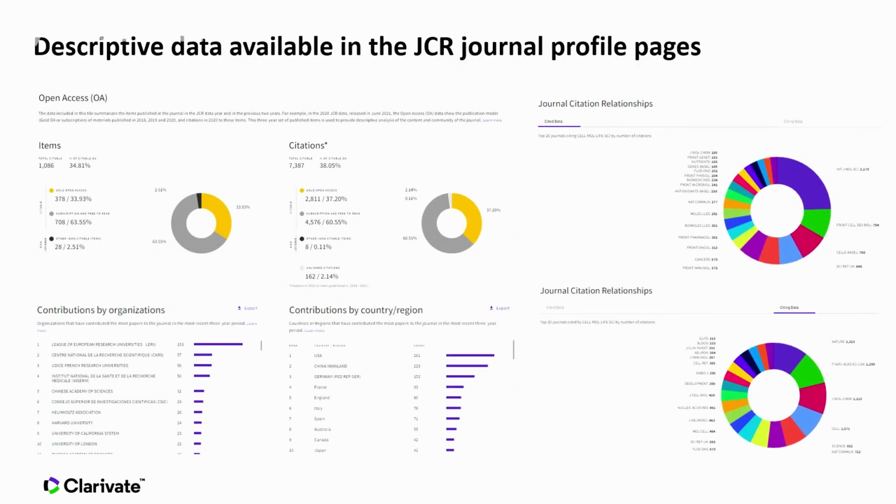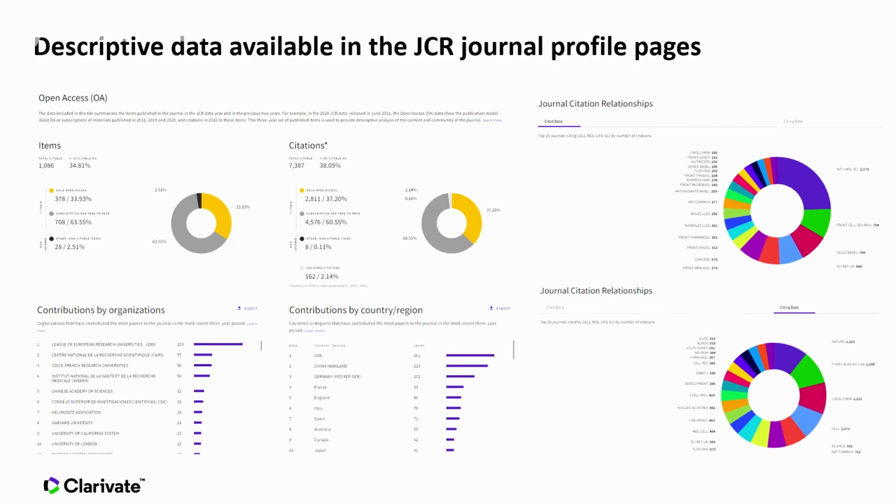And this slide shows some of the descriptive data that's available on the JCR in each of the journal profile pages. So, for example, at the top left, we've got our open access panel. So this particular journal, you can see just under 34% of the content was gold open access, and that 34% of the content was contributing 37% of the citations.